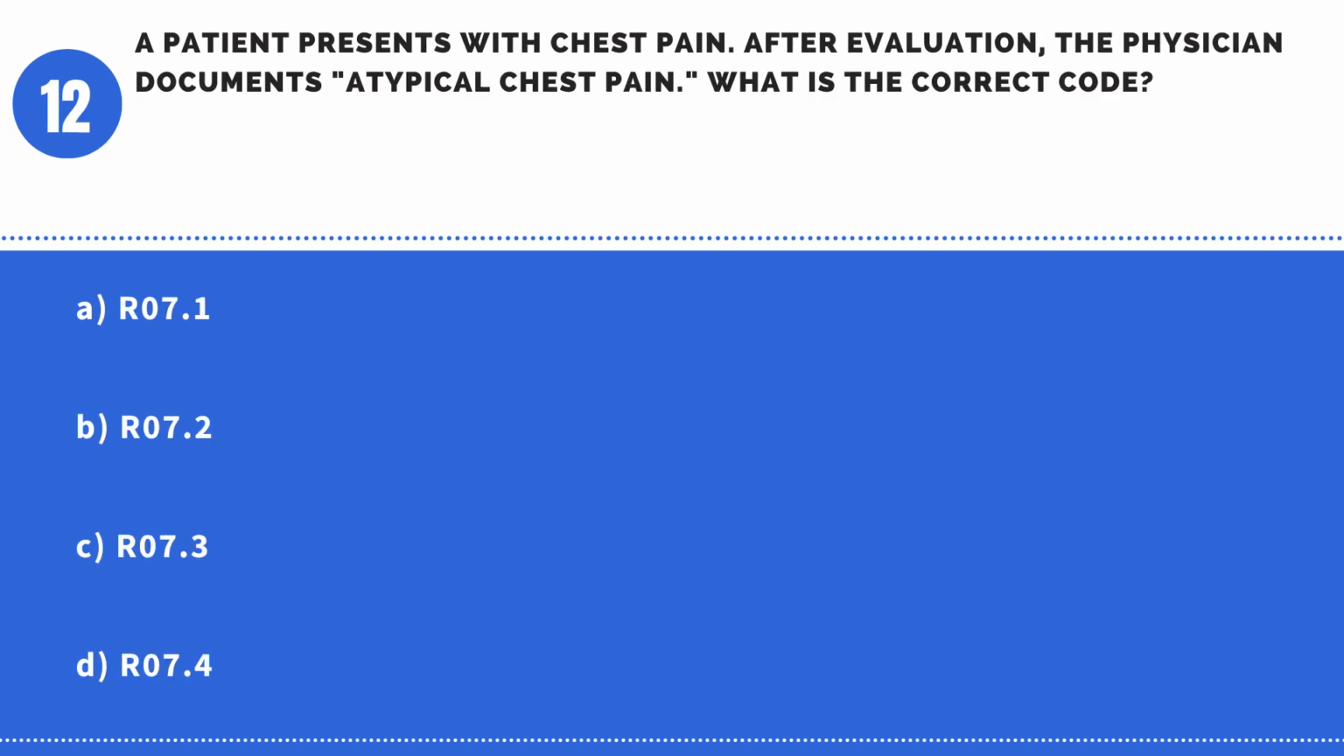Question 12. A patient presents with chest pain. After evaluation, the physician documents atypical chest pain. What is the correct code? A. R07.1. B. R07.2. C. R07.3. D. R07.4.